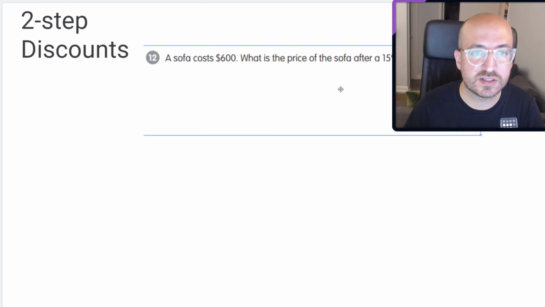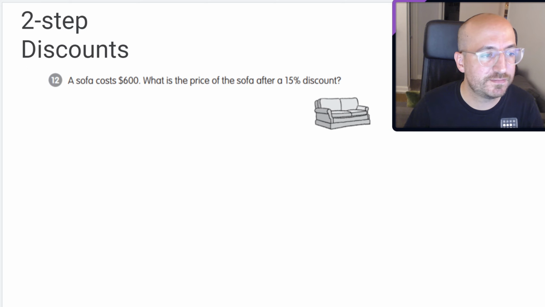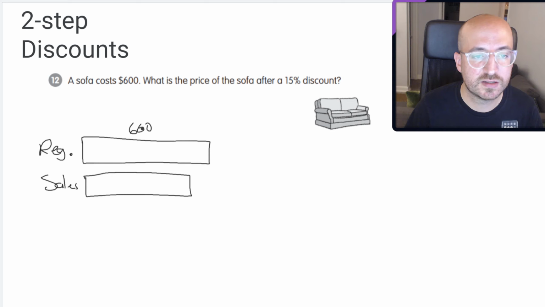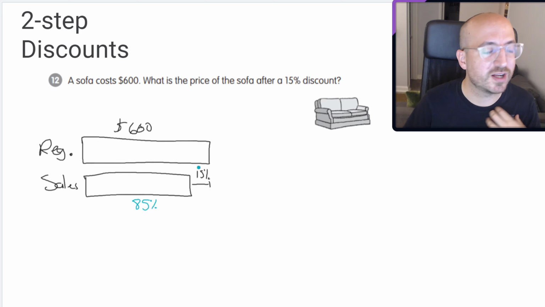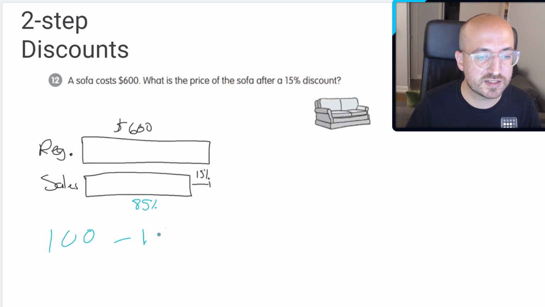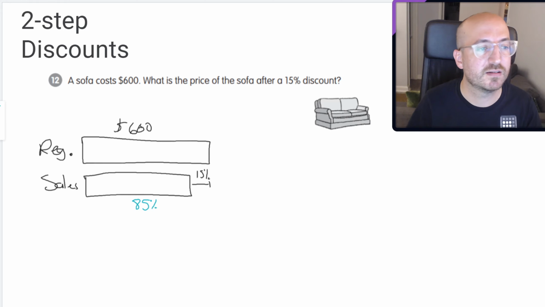Okay, let's bring this down so you can see it. A sofa costs $600. What was the price after a 15% discount? So regular price, sales price. Right? So it regularly costs $600, but we are going to take off a 15% discount. Some of you would say, well, Mr. Dix, that's 85% of the cost. So yeah, you could subtract 100 minus 15 and get 85 and just multiply that. You can subtract first, where we did 100% minus the 15 equals 85. Or we could find what's 15% and subtract that from the total. We could subtract at the end. I think I'm going to do that.